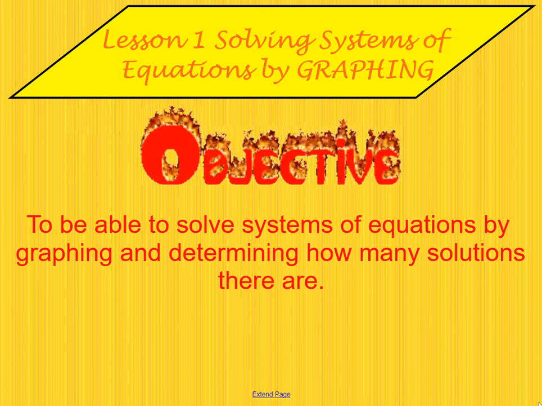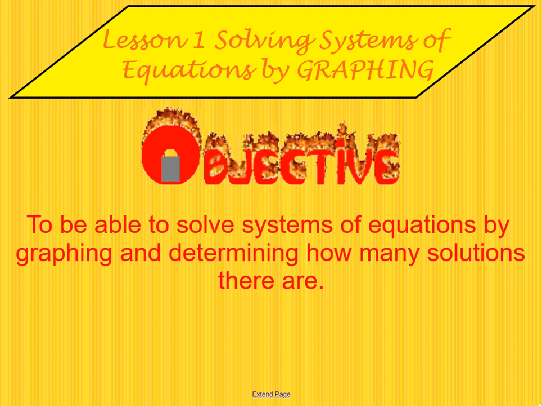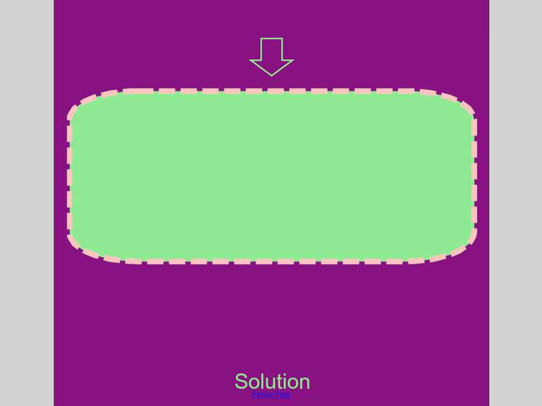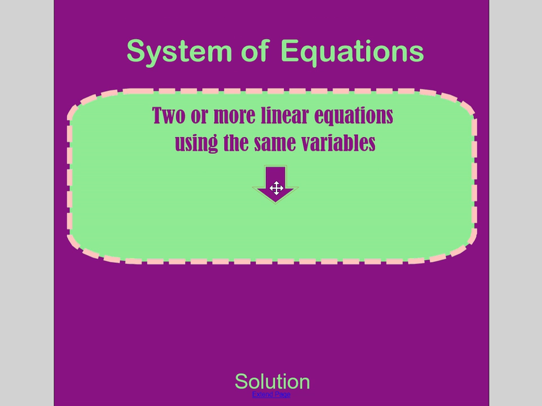Today we're going to be talking about solving systems of equations by graphing, and determining how many solutions there are. First up, we know we have a system of equations if we have two or more linear equations using the same variables.